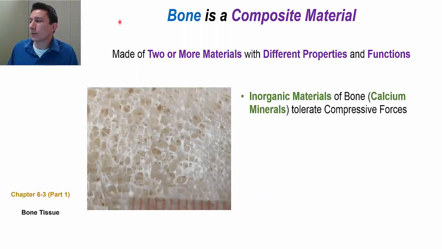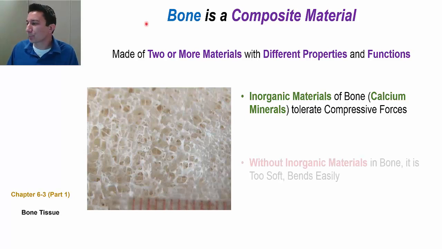What do the inorganic materials do? The inorganic materials tolerate a completely different type of force. The inorganic materials of bone, that is the calcium minerals, the calcium carbonate and the calcium phosphate that we discussed, tolerate compressive forces. These are really good at resisting crushing types of forces. So we can put body weight on them, and they're going to be able to hold up that body weight very, very well without failing.